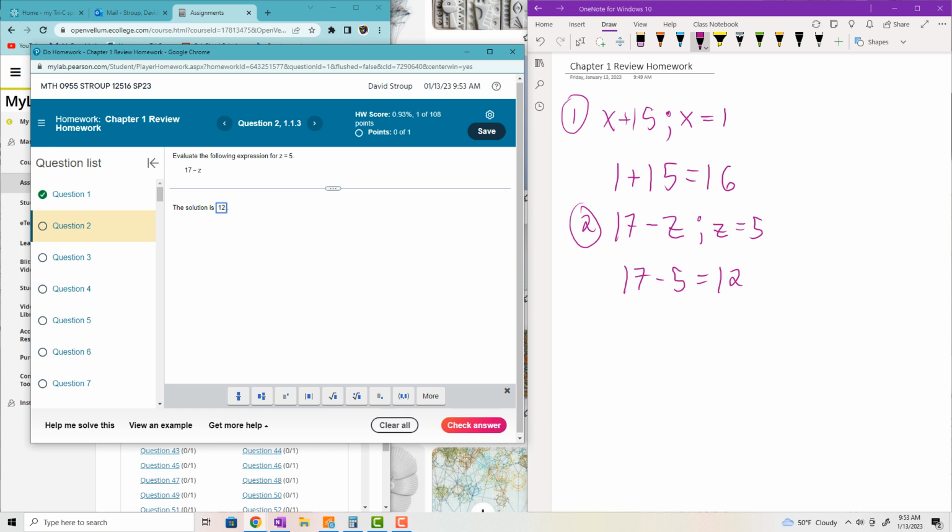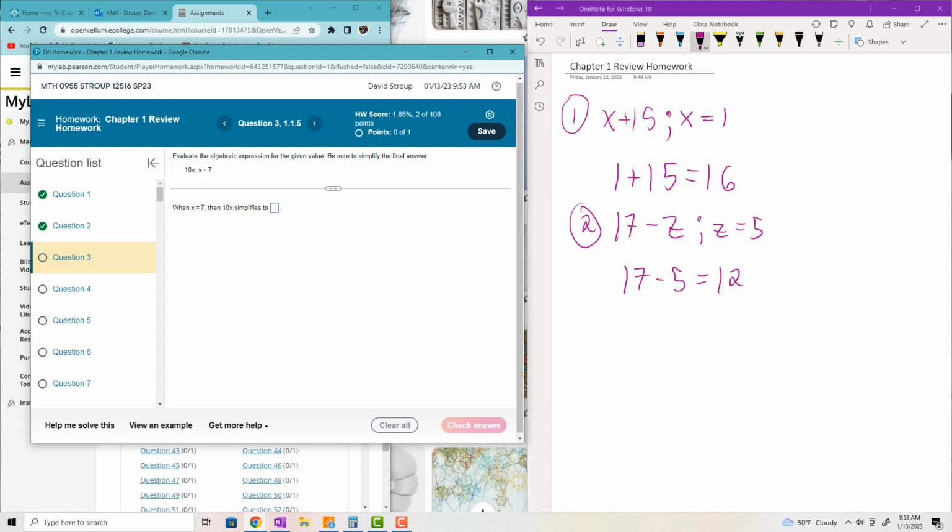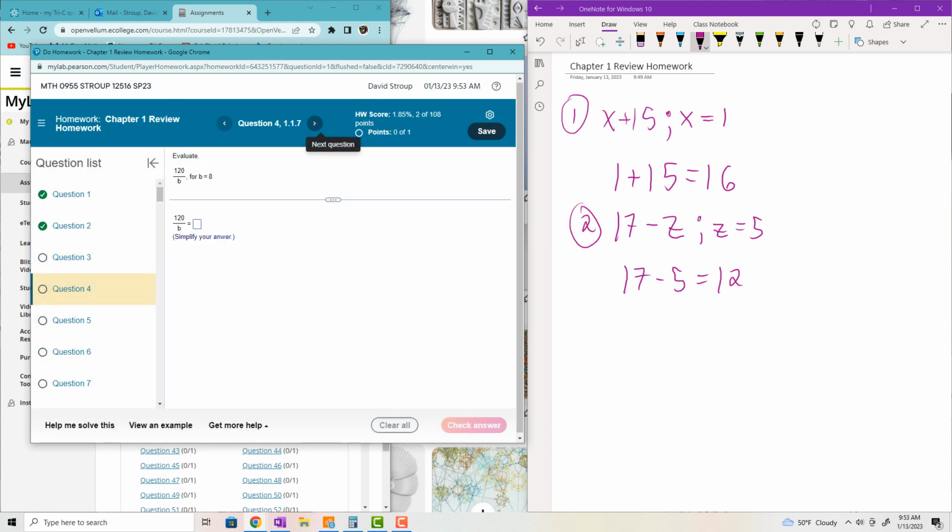Okay. Generally, I try to do all these problems without a calculator. You can use your calculator, but it's good practice to not bother.